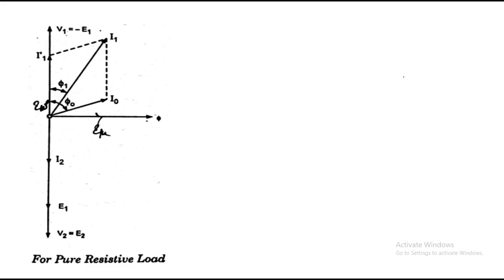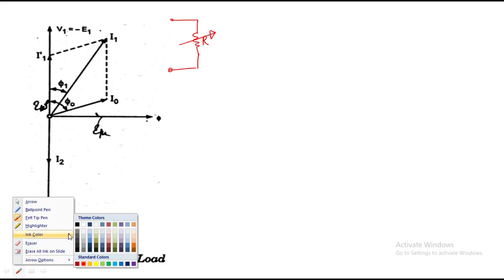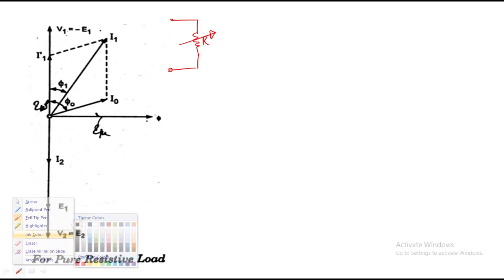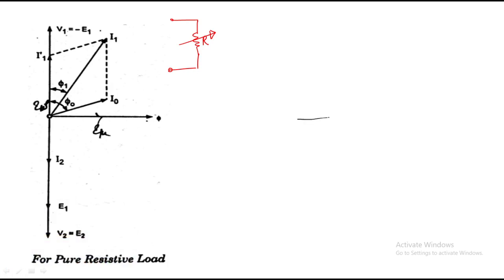Now we have to discuss the phasor representation of different types of load. Pure resistive load. The load is what? Pure resistive load. This is pure resistive load, right? Then what will happen? The secondary power factor, or secondary current I2, always depends upon the type of load. Then how can we draw this phasor? Just listen. Always take phi as reference. The main field flux is taken as reference.